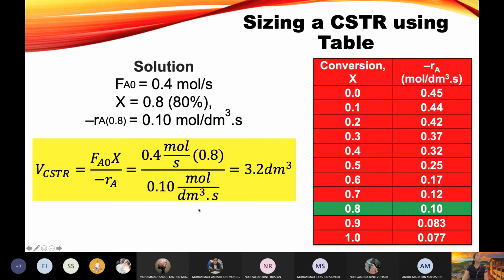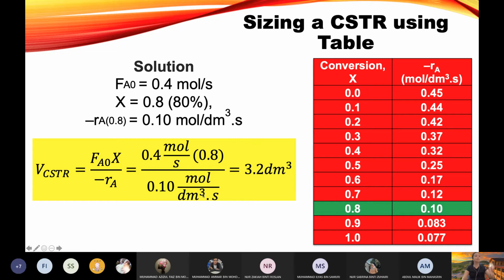We can use unit cancellation to check whether the calculation is right or wrong. Okay, so molar flow rate is mole per second. Conversion has no unit because it is a fraction. Minus RA, I have taught you, must be concentration per time, or in this table it is given as mole per dm cube second. In the table the unit is given. So you cancel the unit mole, you cancel the unit second, you are left with dm cube.